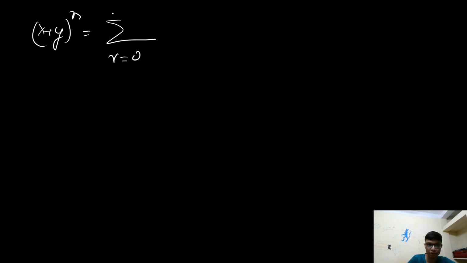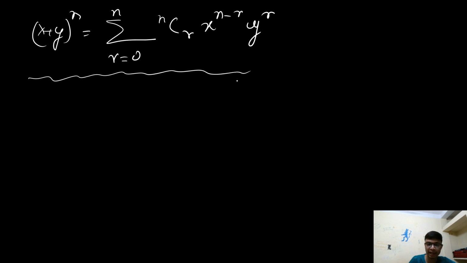Now this particular expression can be expressed in a more general way: (x plus y) whole power n can also be written in the form of sigma, that is a general term. We can use the general notation and write it as r is equal to 0 up to n, nCr into x to the power n minus r into y to the power r. Now how does this come into play?